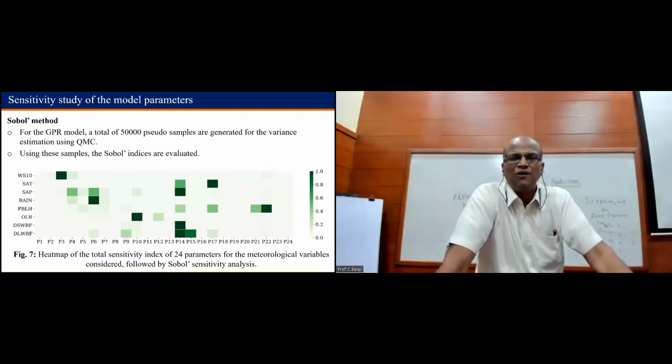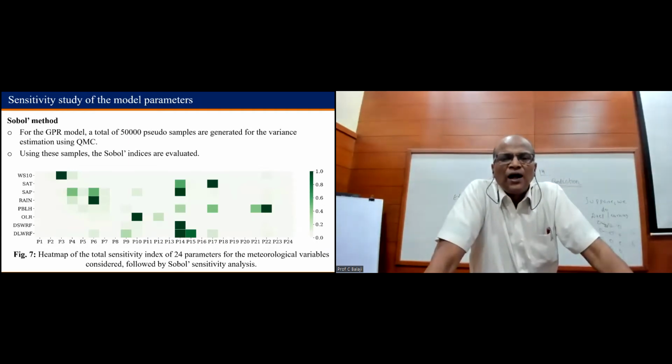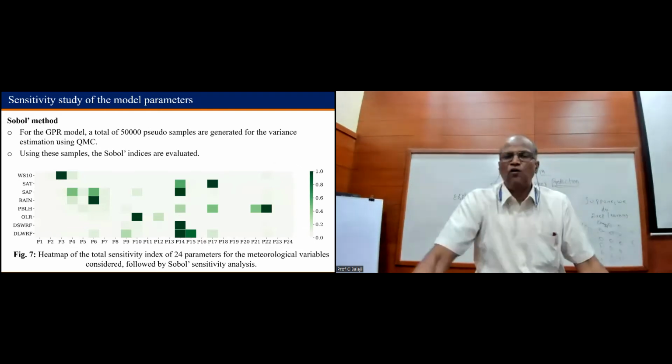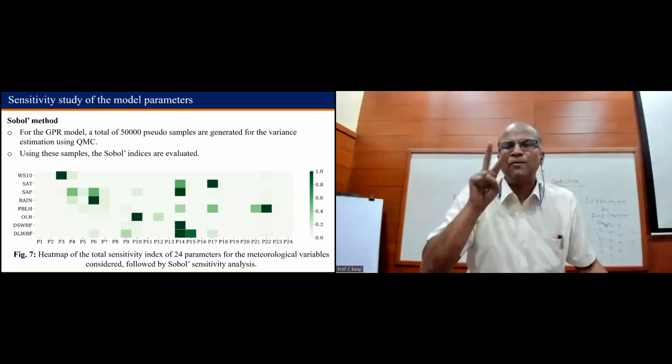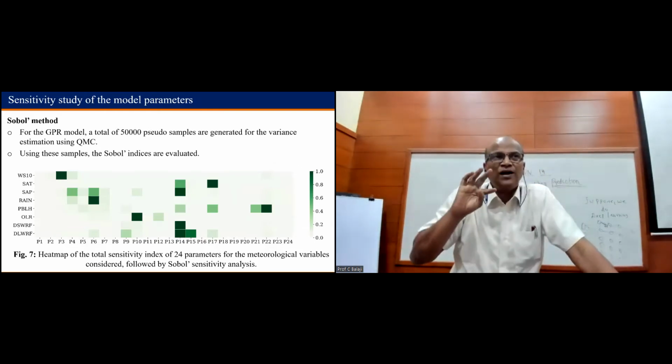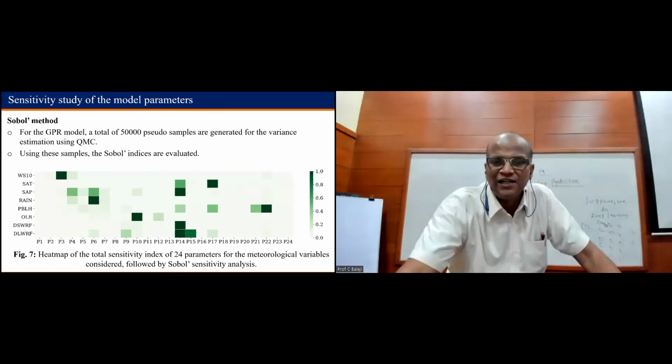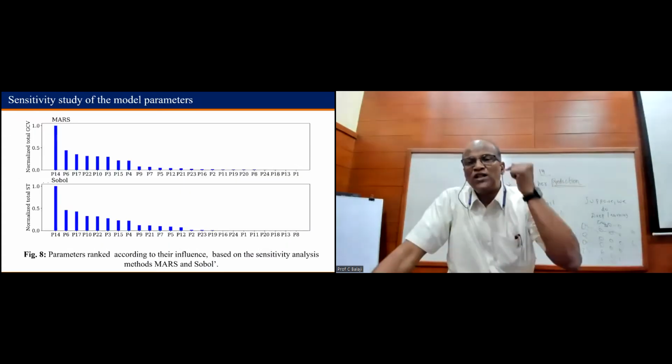Based on this Gaussian process regression, pseudo samples are generated, and then using the samples, the Sobol indices are evaluated. Now you can see again the heat map is put. Please note that we have arrived at this heat map from two routes, so that the confidence level is increased. Now let us see together.